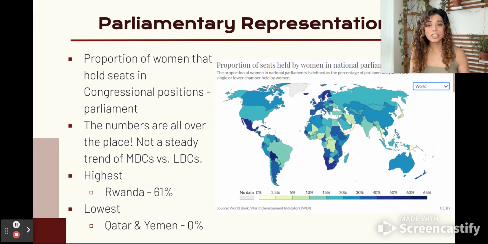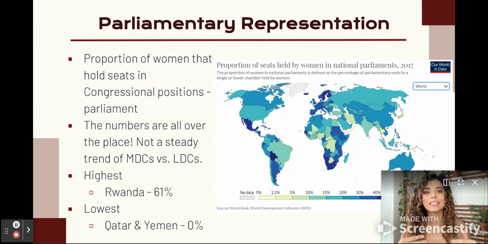Also, parliamentary representation. This is another element that gets factored into this. So this is the proportion of women that hold seats in congressional positions or in Congress, women that are voted in or involved in politics. So these numbers are all over the place. There's not really a particular trend.